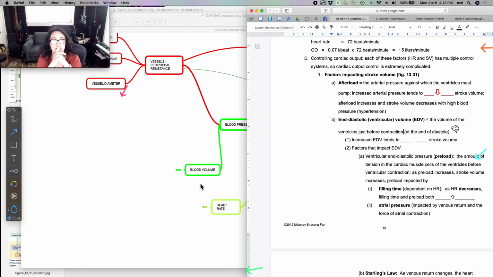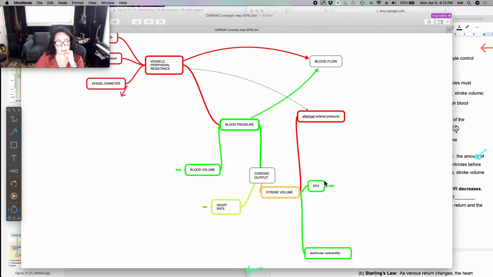Okay, so let's go back to trying to figure this out. What is the relationship between the end diastolic ventricular volume, the EDV, and the stroke volume? Well, it's a positive relationship, right? The amount of blood that you have in your ventricles at the end of diastole, right before systole, is directly correlated to the stroke volume. So how much blood you have in there is directly correlated to how much squirts out, okay? But one of the things we need to understand is that the ventricles are not just a rigid chamber for blood.